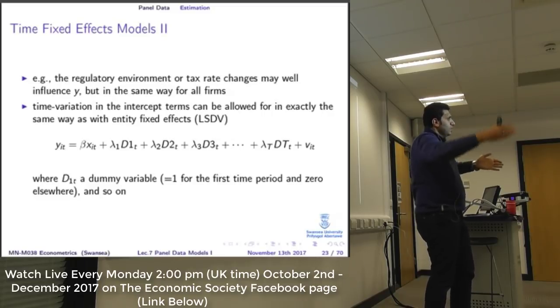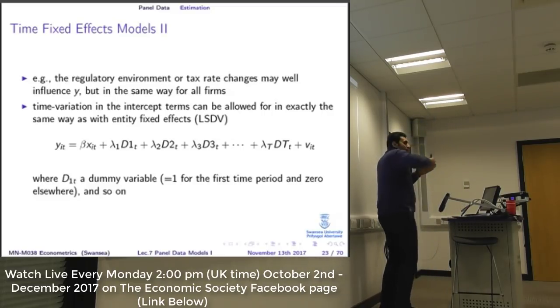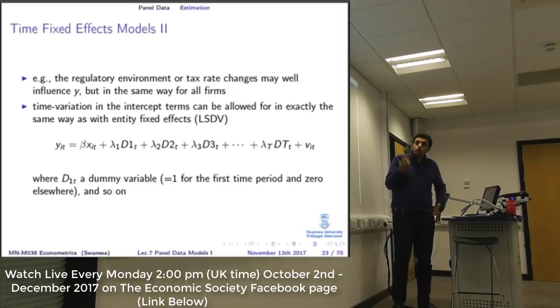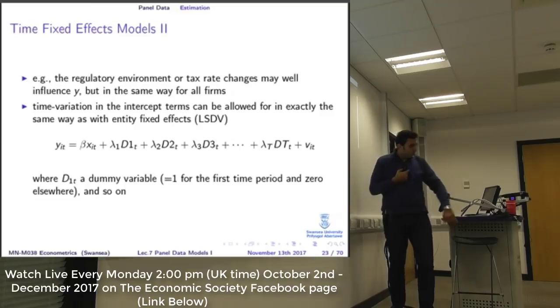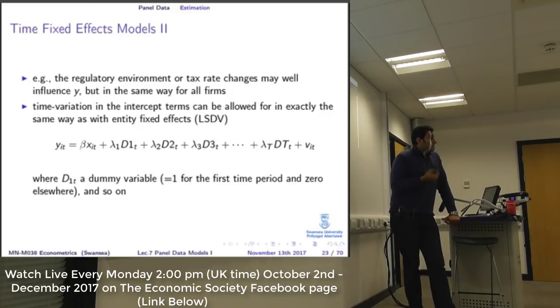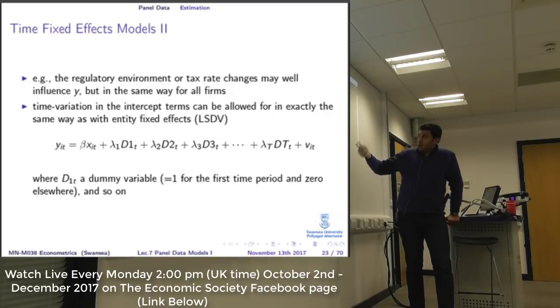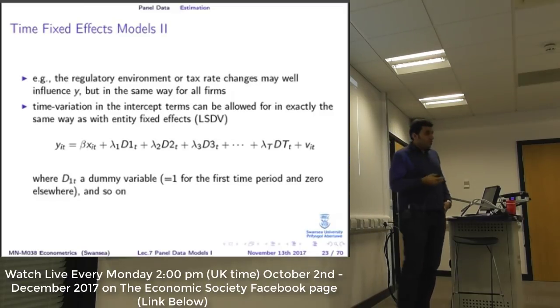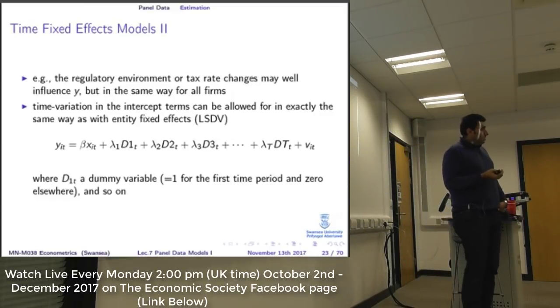So, and again, that will allow for different intercepts, or these intercepts to vary over time, but not across units. Okay, so how to estimate this? In a very similar way, the same way we did with the fixed effects model, we can introduce dummies. These dummies here don't represent units, they rather represent time.